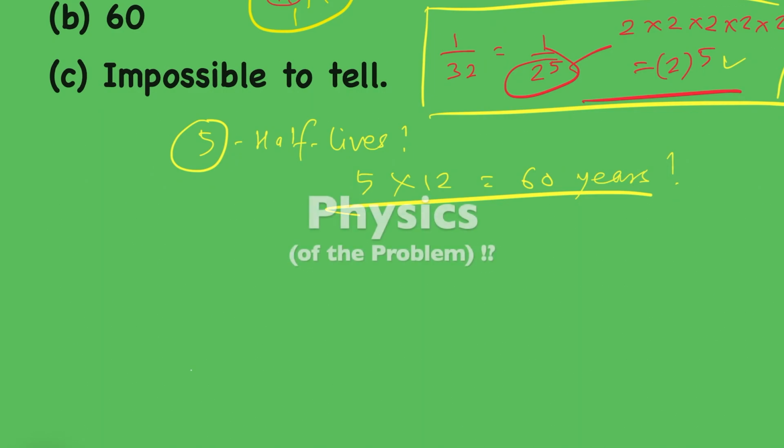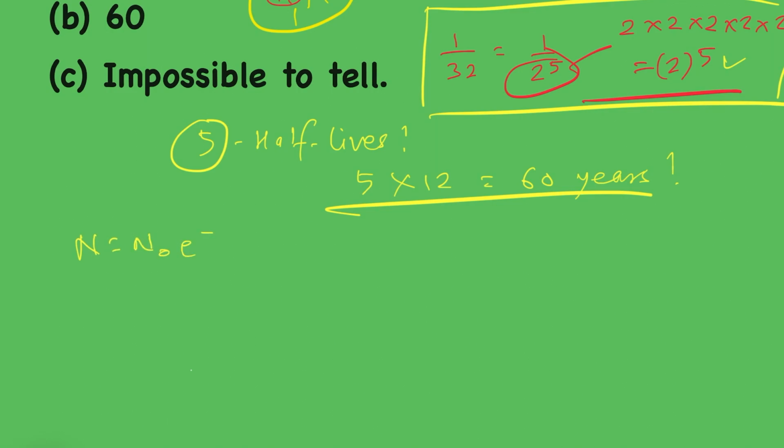Now, if you want to know the additional details, including the physics of the problem, let me start with the mathematical equation that represents the radioactive decay of brandy. In this case, the equation we have is N equals N naught exponential negative lambda times t, where we can write the equation for half-life, which is given t half equals 12 years.